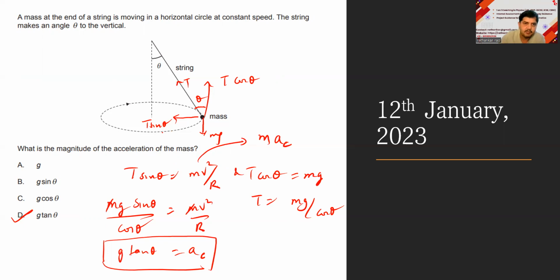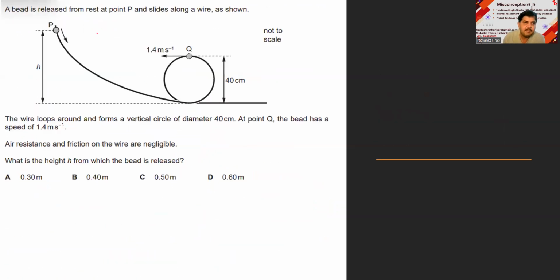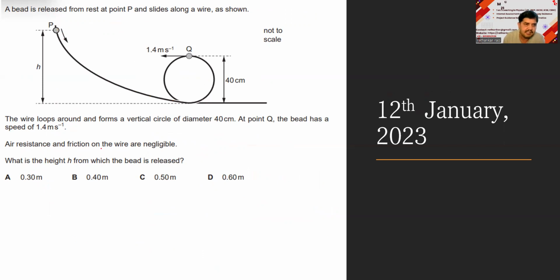Okay. Let me move on to the next one. A bead is released from rest at point P and slides along a wire. Okay, you just leave it like this. There's no friction. It keeps on moving like this, goes around a circle and comes upwards. We are asked what the height h is. No air resistance, no friction. So when it comes upwards over here, its speed is 1.4.